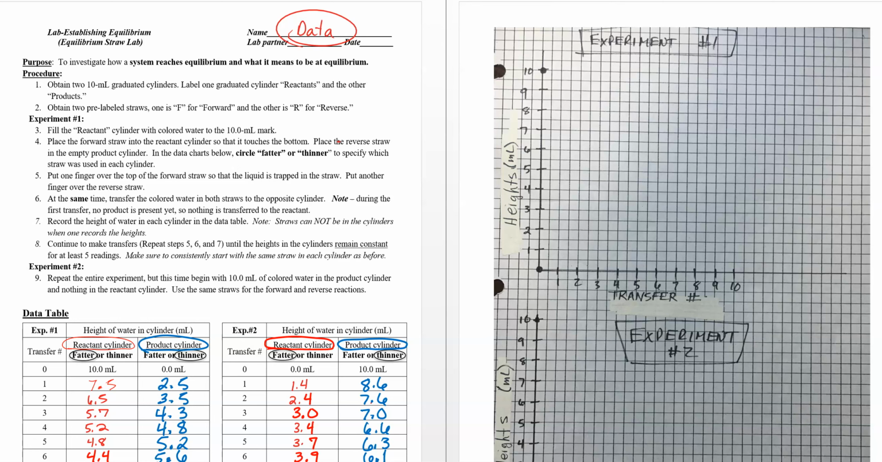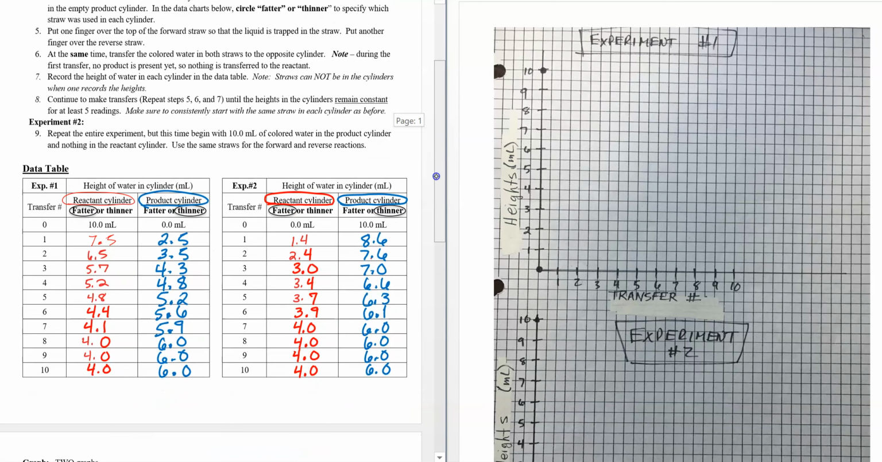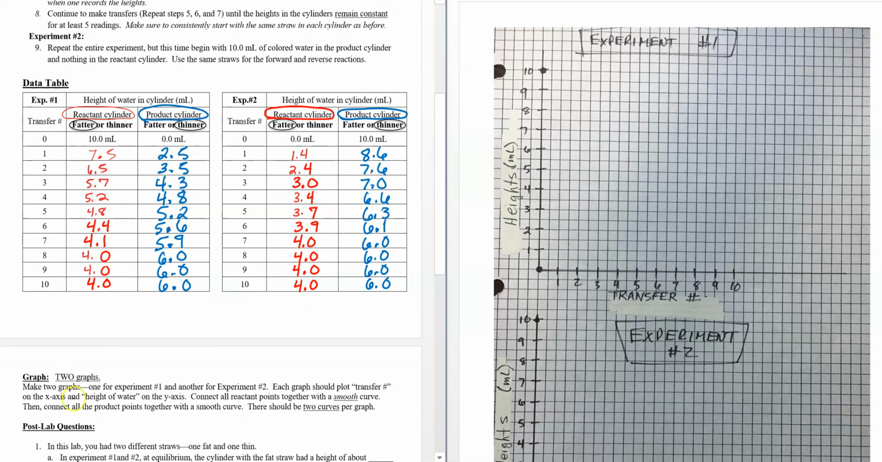Okay, so after looking at the demo of how to do this equilibrium straw lab, we want to look at our data, and then we're going to graph the data so you can understand what's going on there. So let's scroll down here. We want to look at this data, and then we're going to graph it. So first, let's do experiment number 1. So we're doing experiment number 1.